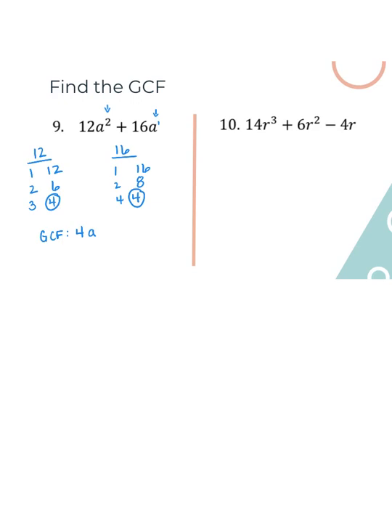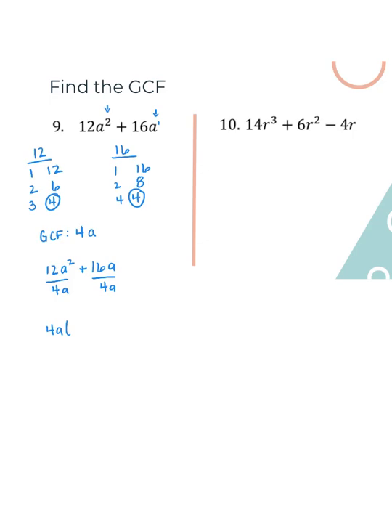Okay, so now I'm going to rewrite 12a squared plus 16a. And now we're going to divide out the greatest common factor. So I'm going to divide this by 4a and divide this by 4a. Okay, so when we take that out, I'm going to put 4a in front of my parentheses.